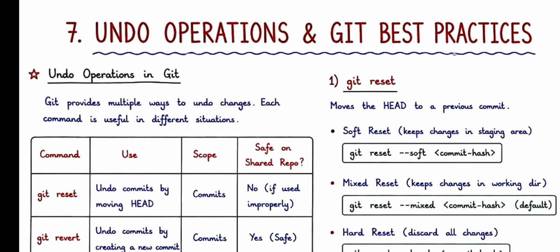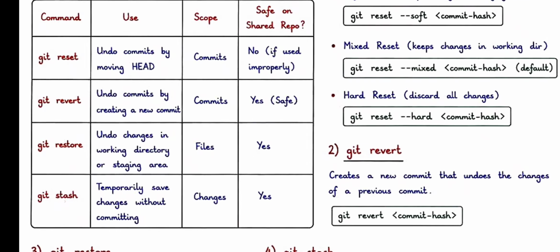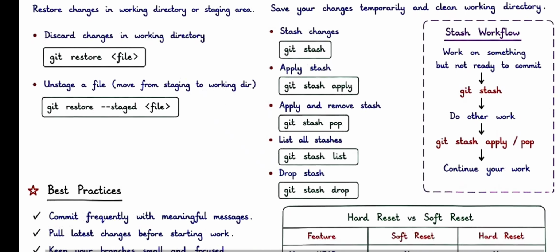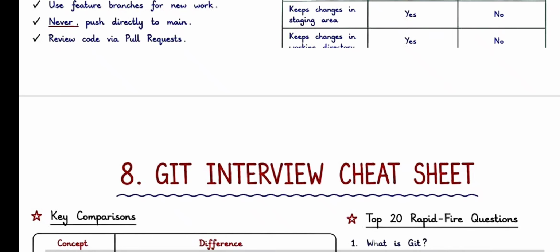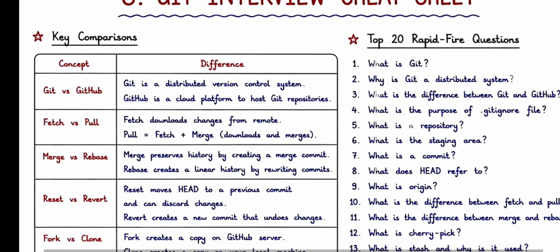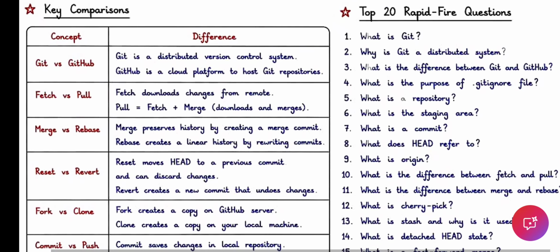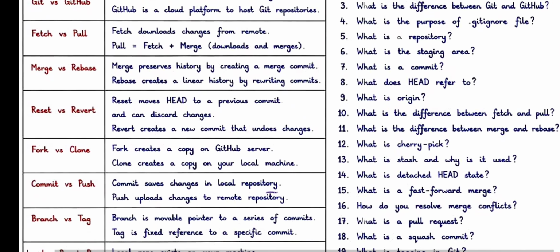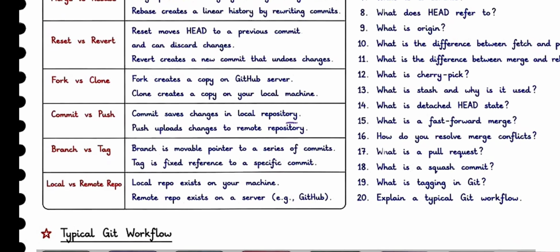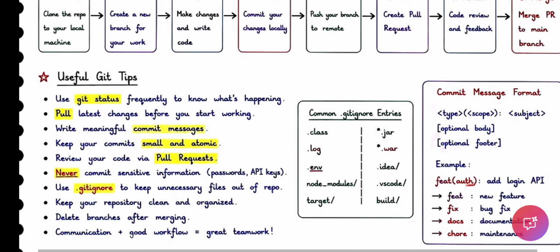And in the seventh section we have talked about the undo operations and Git best practices to be followed. We have talked about each module, and then we have talked about the quick reference cheat sheet about Git. And you can see these are the 20 rapid-fire interview questions which you can expect in the interview. So I think we have come to the end of the document.